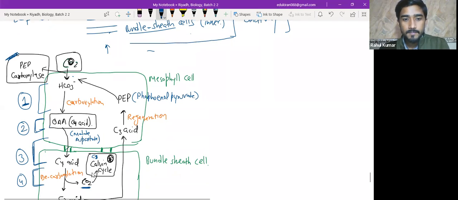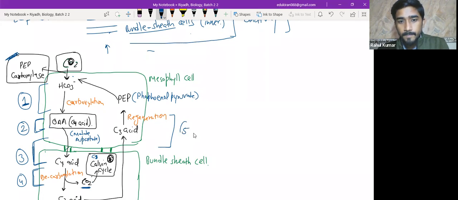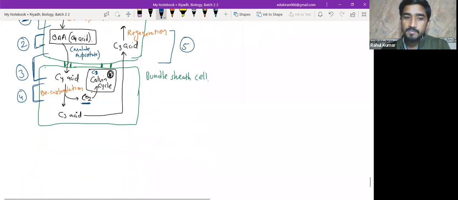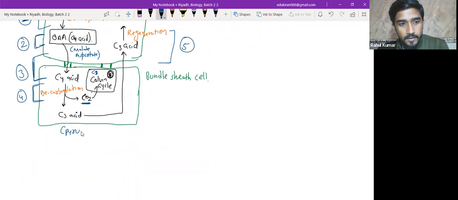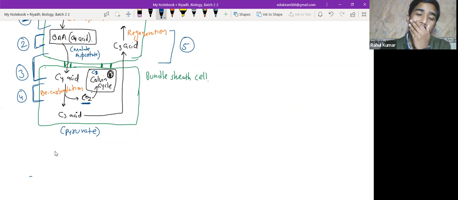And the fifth step is this one, where we transport the C3 acid which is left. The C3 acid which is left is pyruvate. Probably you will like to write it. And when I'm writing pyruvate, you can tell me which is the acid: pyruvic acid, right? In the cell, it is in the form of pyruvate. Clear, everyone? Is it clear or no? Tell me.